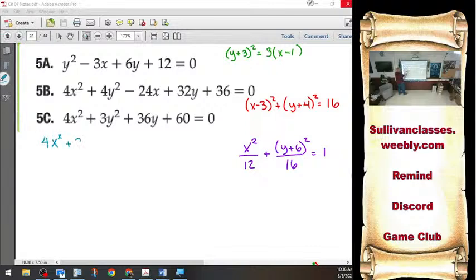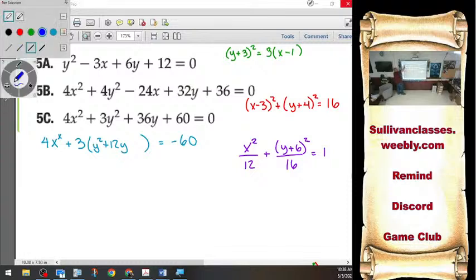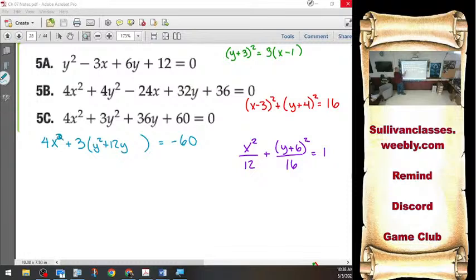4x squared plus, factor out your 3, y squared plus 12y blank is negative 60. I said squared. Do as I say, not as I do. I'm a dad. I can get away with that.